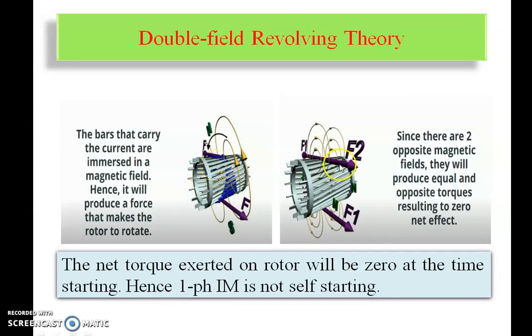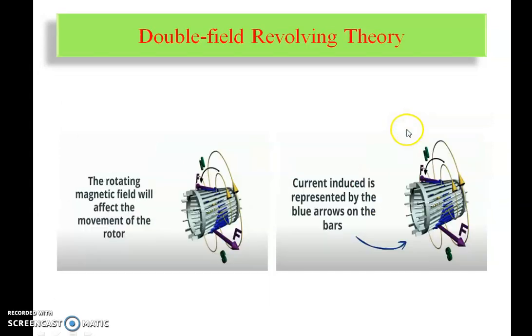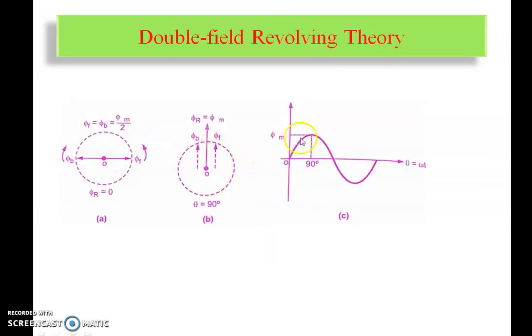Since there are two opposite magnetic fields, they will produce an equal and opposite torque, resulting in zero net effect. As we have seen, there is only one single phase, and in this single phase there are two components, phi f the forward component as well as phi b the backward component. Both these fluxes always have the same magnitude, but they have opposite directions.